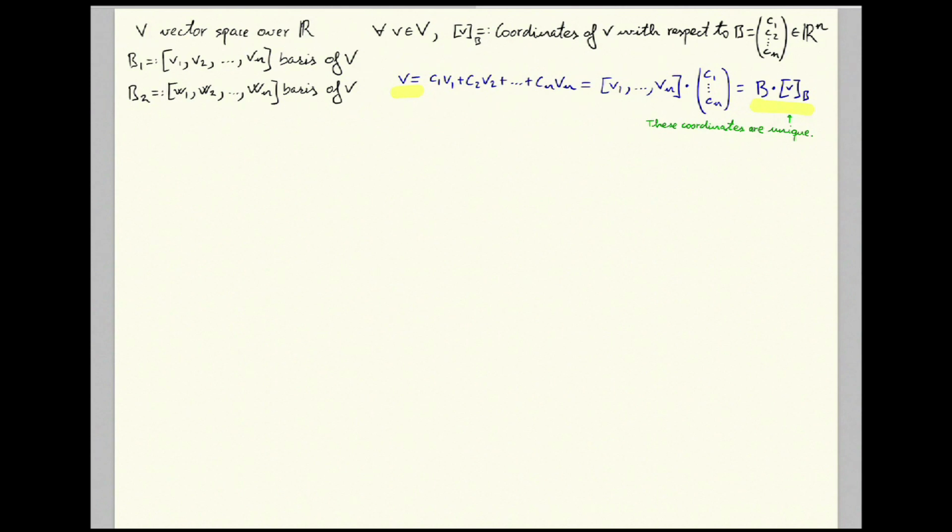At this point, I want to clarify that these coordinates are unique. There is a result that guarantees this. What do I mean with unique? Essentially, unique means that if you find something, let's call it C, such that multiplying the base produces the vector, then this something C must be the coordinates of the vector with respect to the base.